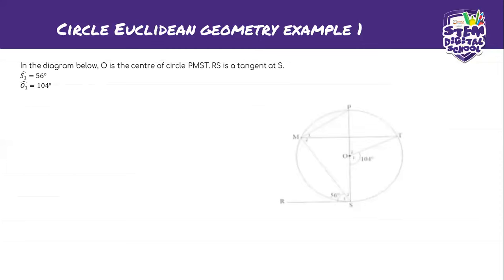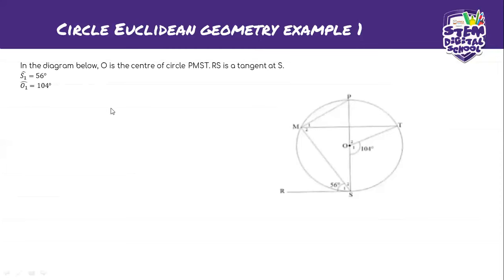We are still on circle Euclidean geometry. Now we have a scenario. Let's see what we have here. It says in the diagram below, meaning they are referring to this diagram here, O is the center. Let's see where the center is. This is our center of a circle PMST. RS is a tangent at S. This is the tangent at S.